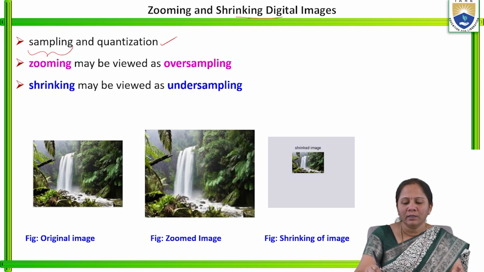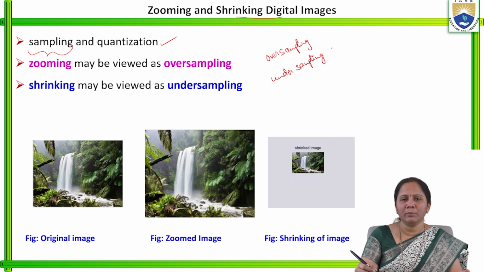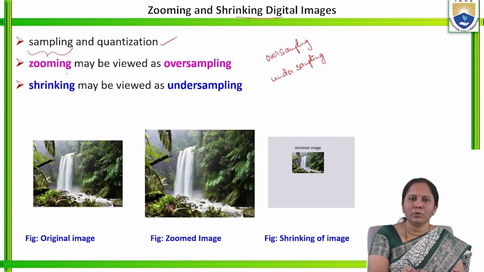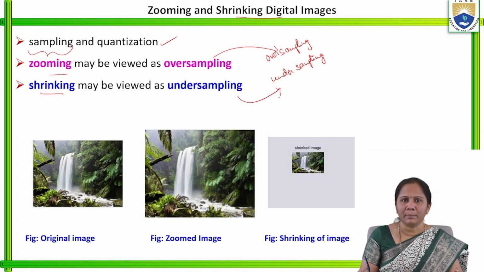So sampling can be oversampling or undersampling. Oversampling means increasing the number of samples, undersampling means reducing the number of samples. Here we are going to discuss zooming and shrinking. Zooming can be related to oversampling, whereas shrinking can be related to undersampling.